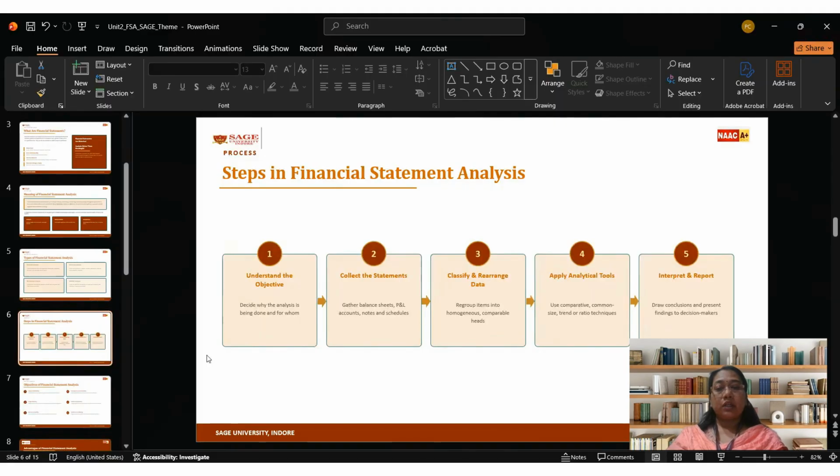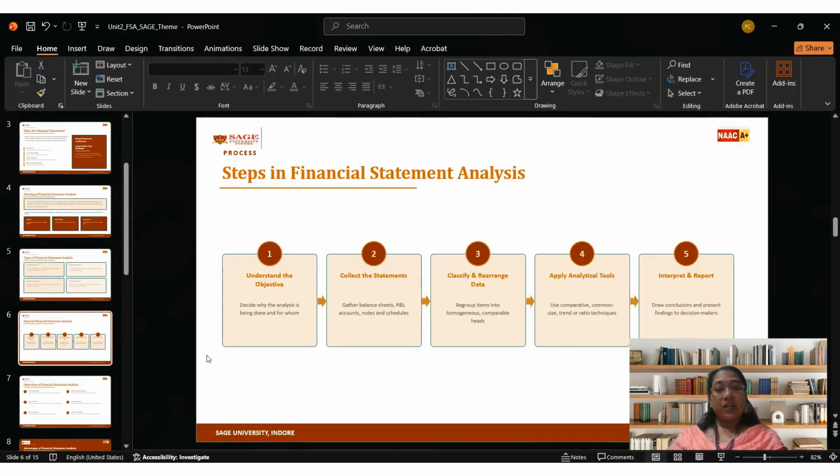Now let's look at how an analyst actually goes about this step by step. Step 1, understand the objective. Before touching a single number, decide why the analysis is being done and for whom. A banker evaluating a loan application needs a different focus than an investor considering a share purchase. Step 2, collect the statements. Gather the balance sheet, profit and loss account, notes, and schedules you'll need.